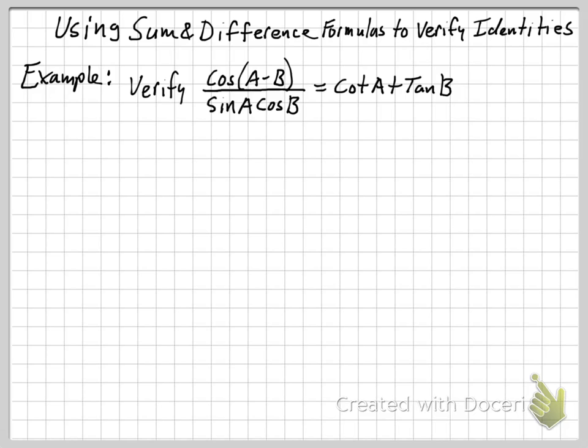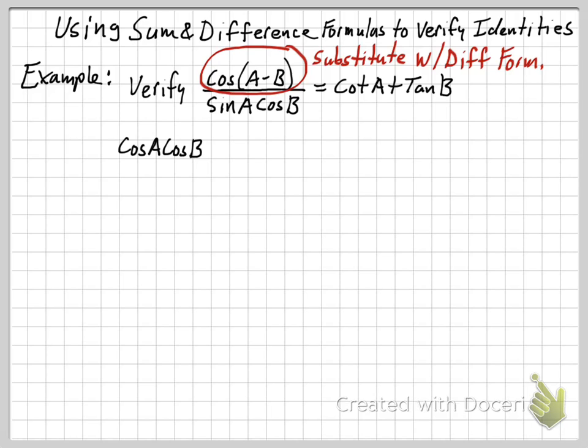Let's look at the left-hand portion of the formula here, or the verification that we have to do. Cosine A minus B. We know that we can substitute that term in using a difference formula. And that is exactly what we're going to do. We're going to take this numerator and substitute it with one of our difference formulas. Once that is completed, now we can simply simplify this expression.